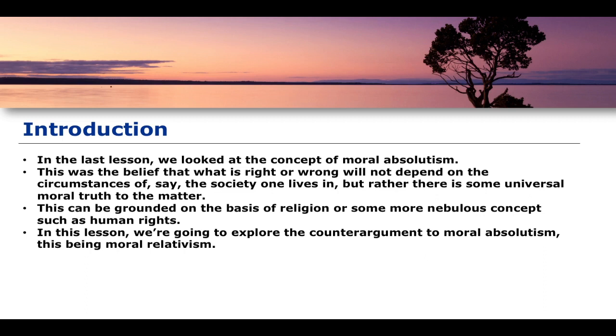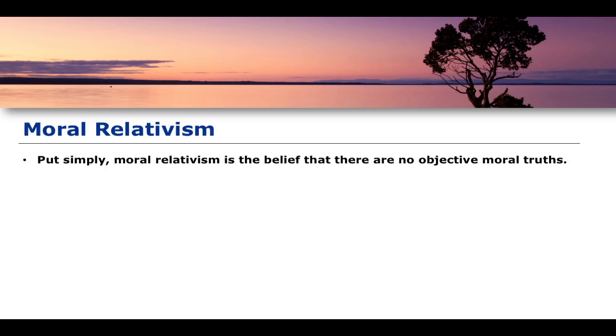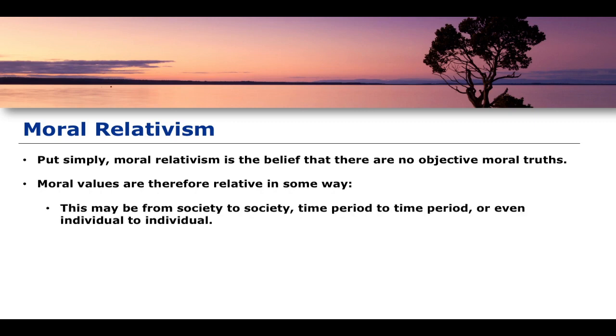A counter-argument and a basic contradiction to the concept of moral absolutism is the idea of moral relativism. And that's what we're going to explore in this lesson. So moral relativism, put simply, is just the belief that there are no objective moral truths, that there isn't this sort of universal principle that, for example, murder is wrong. Moral values are therefore relative in some way. There is some kind of subjectivity attached to the concept of moral values.